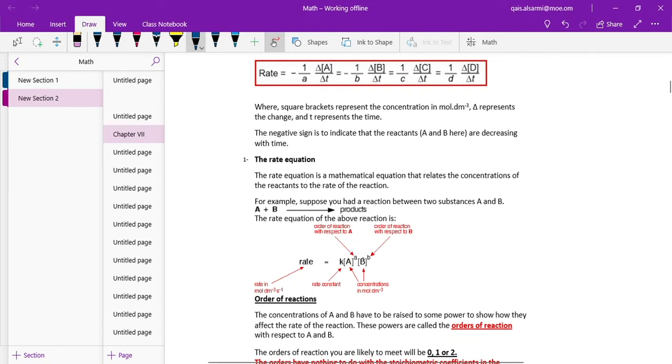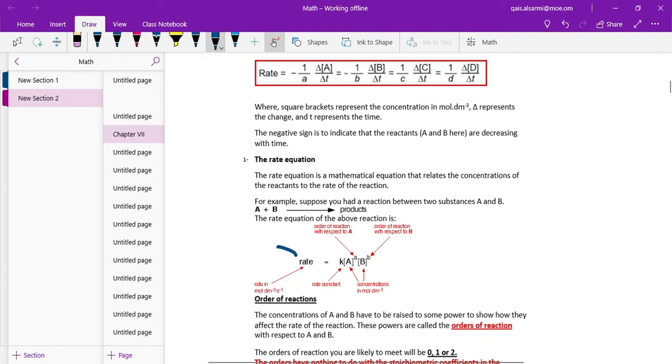That has nothing to do with the stoichiometric coefficient of A. That has nothing to do with the balancing. Please make sure you do not confuse balancing and the order of a reaction with respect to a reactant. In coming pages, we will learn how to find out the order of a reaction for a certain reactant.